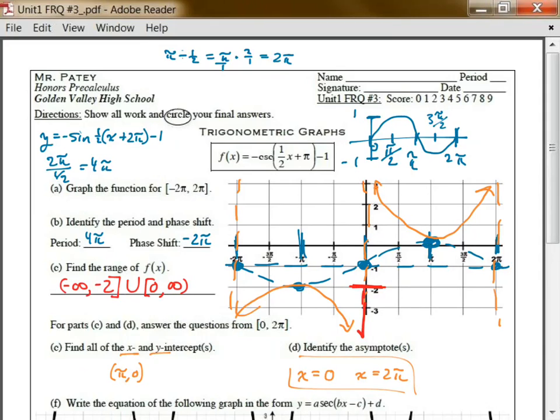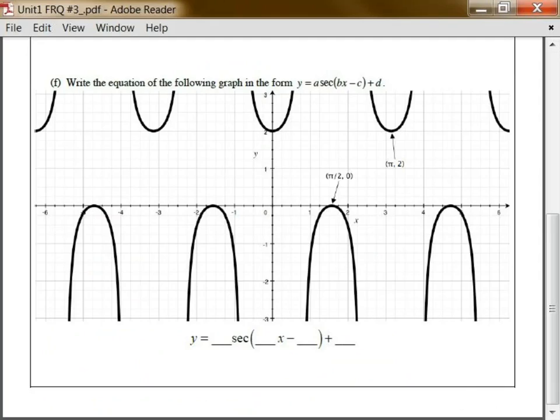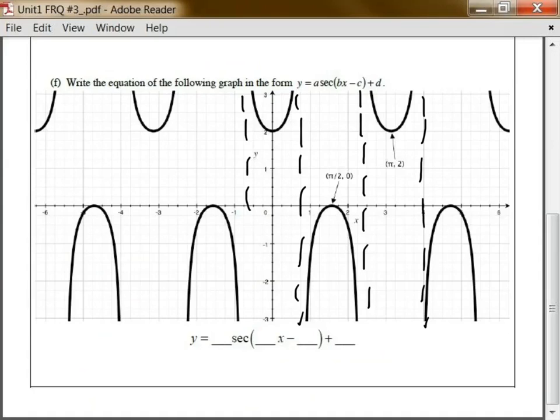Now let's look at the graph where we have to write the equation. Okay, now let's look at this bottom part. Now this bottom part, you have to write your equation, your function. So the first thing I look at is, where are all my asymptotes? Let's draw our asymptotes in here. I see an asymptote right here, and right here. We really just need a period, but I'm not quite sure where everything starts yet.